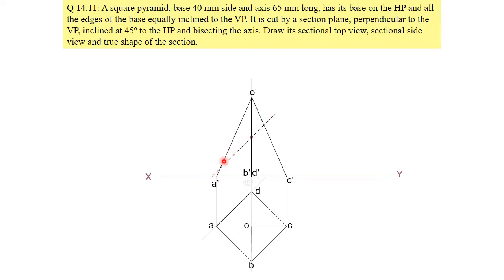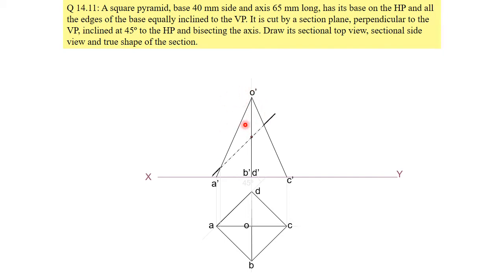and with the help of the cutting plane, this cutting plane needs to be darkened at the end. So this is the cutting plane, and this cutting plane is inclined 45 degree with the horizontal plane. How can we make it inclined with the horizontal plane? It is cutting the axis at 65 by 2 mm. So draw it.